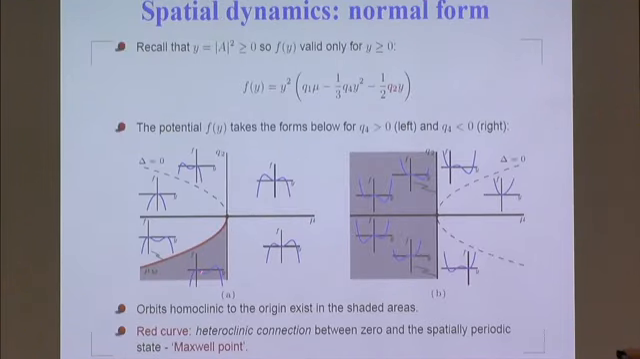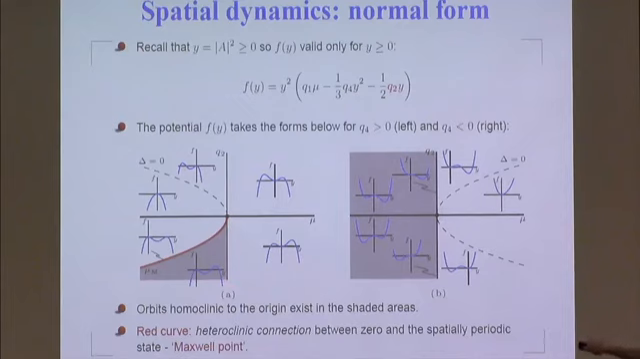And I can then plot out what this potential in blue looks like for all the possible combinations of Q2 and Q4. So there are two basic cases. There's Q4 positive, which is the picture on the left, and Q4 negative, which is the picture on the right, and I can then examine where I have possible homoclinic orbits to 0. The shaded areas contain homoclinic orbits to 0. So I can produce a complete classification of the kinds of behavior that I'm interested in.